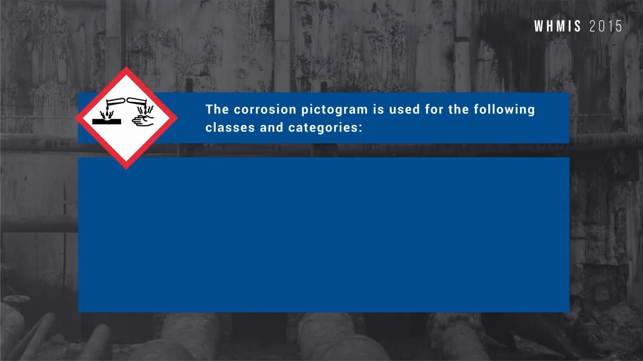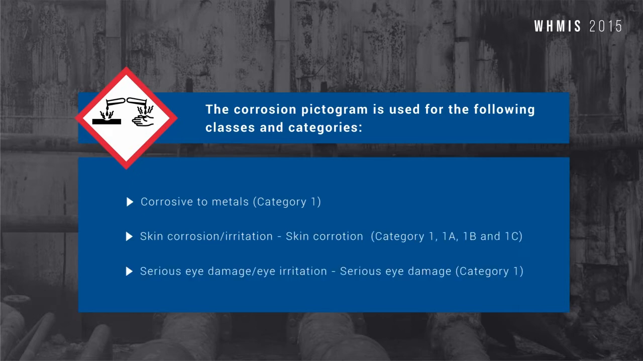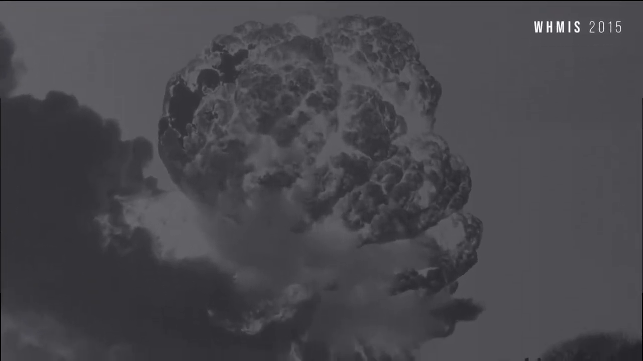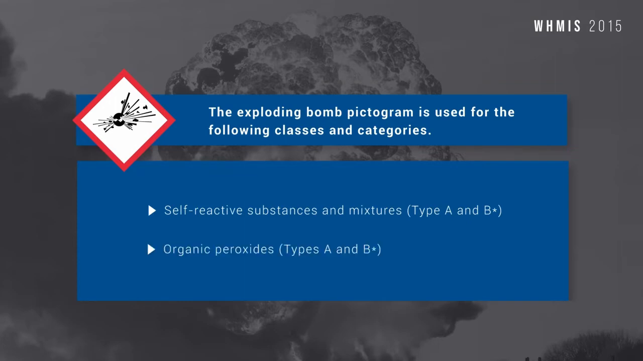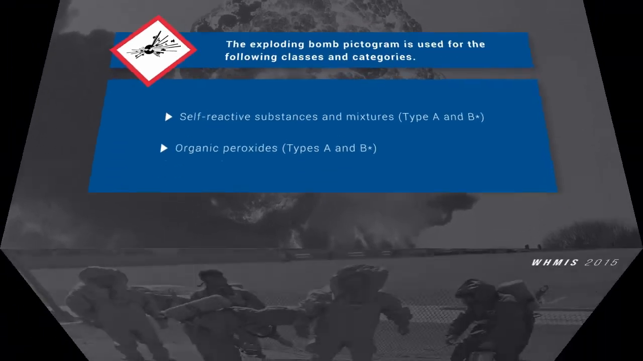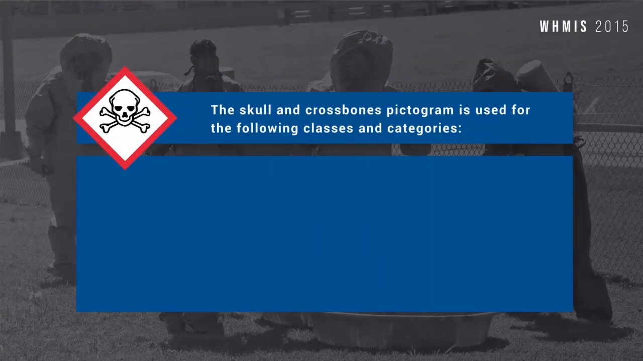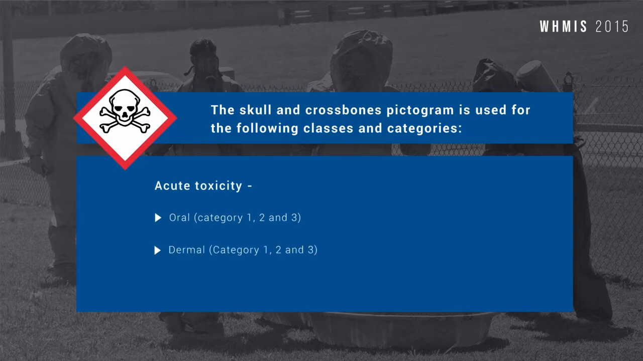The corrosion pictogram is used for hazardous products that are corrosive to metals, skin, and can cause serious eye damage and irritation. The exploding bomb pictogram is new and is used for self-reactive substances and certain types of organic peroxides. The skull and crossbones pictogram is used for hazardous products that cause acute toxicity: oral, Category 1, 2, and 3, dermal, Category 1, 2, and 3, and inhalation, Category 1, 2, and 3.